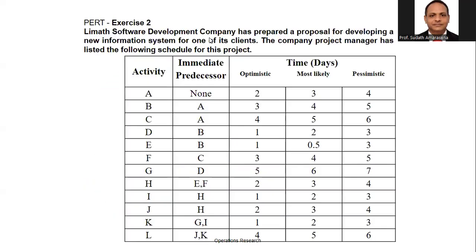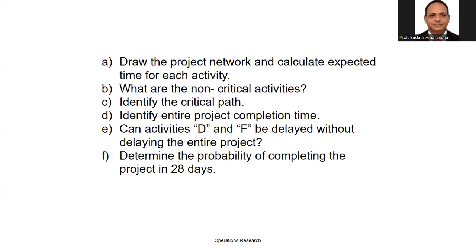Okay, let's go to the second example. Now again, you have the activity, immediate predecessor, and the three-time estimates: optimistic, most likely, pessimistic. Let's go to the questions. Draw the project network, calculate the expected time for each activity. What are the non-critical activities? Identify the critical path. Identify the entire project completion time. Can activities D and F be delayed without delaying the entire project?